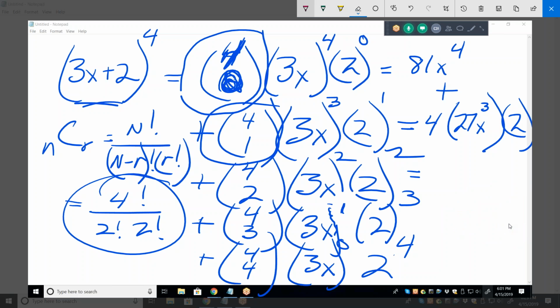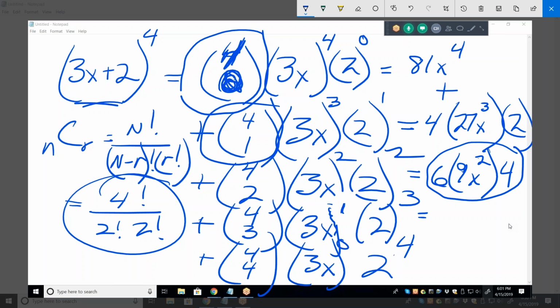What's the rest of it? In other words, 6 times what? That'd be 9x squared times 2 squared, which is 4. There you go. Multiply those 3 together and you have your third term. Okay. Fourth term. It turns out that 4 choose 3 is the same as 4 choose 1. So that number is 4, times 3x times 2 cubed.